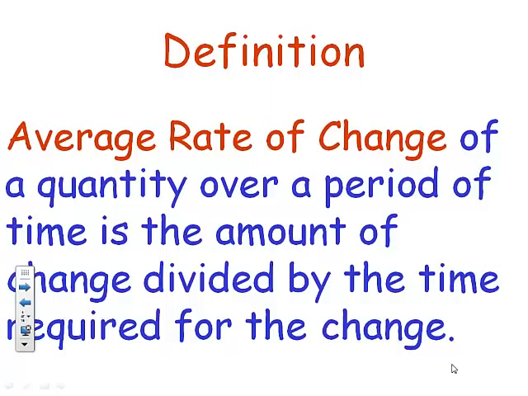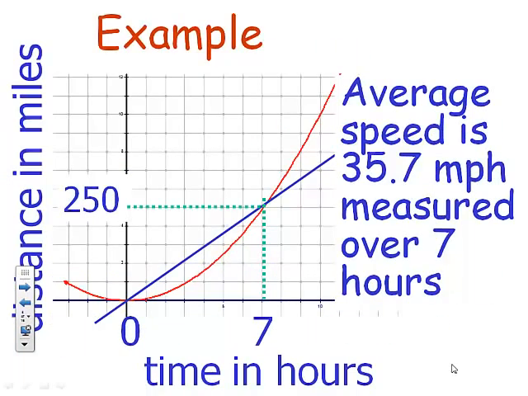So our quick definition. Average rate of change of a quantity over a period of time is the amount of change divided by the time required. It's nothing more than a slope. It's the change in y over the change in x. And you know this intuitively.